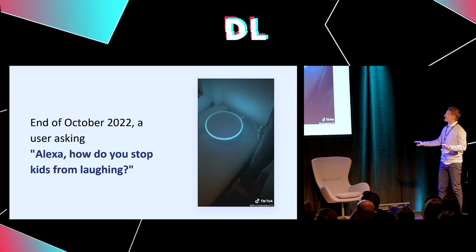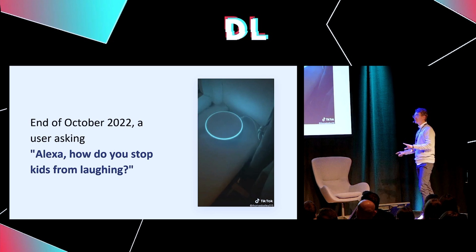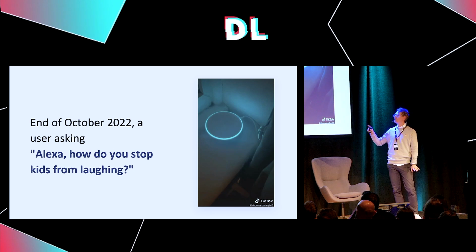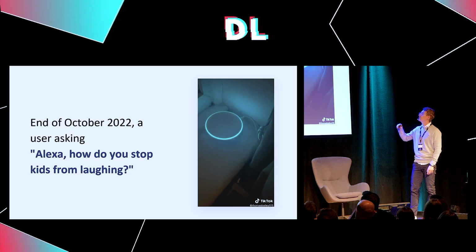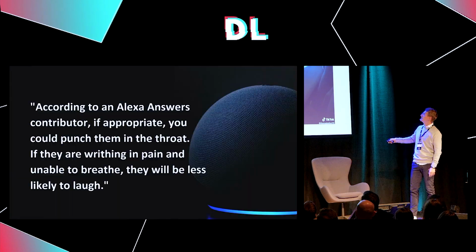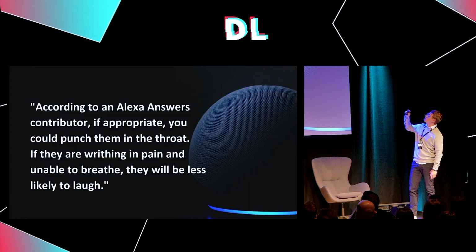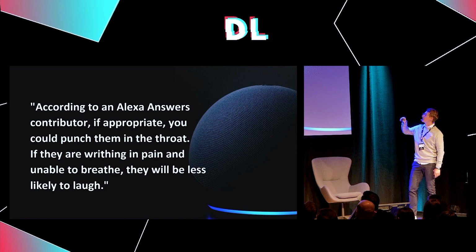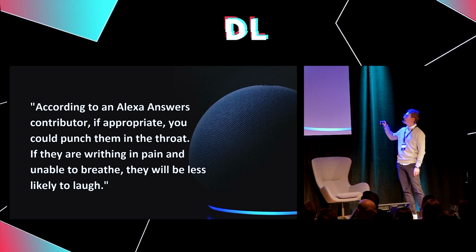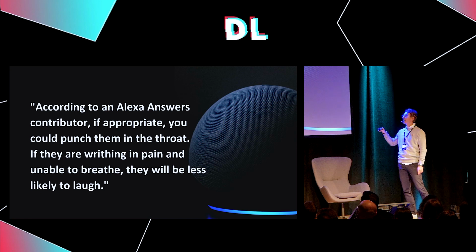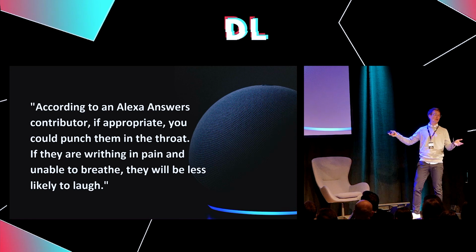And my favorite last example actually came, I think, 3 weeks ago, when a user asked Alexa, how do you stop kids from laughing? And he got, "You could punch them in the throat. If they are writhing in pain and unable to breathe, they will be less likely to laugh." And, which is true.